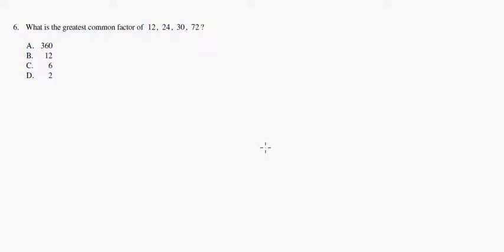Okay, question 6 for PreCalculus Provincial B asks us, what is the greatest common factor of the following numbers? 12, 24, 30, and 72. Okay, we could list this, so we do this the elementary school way.